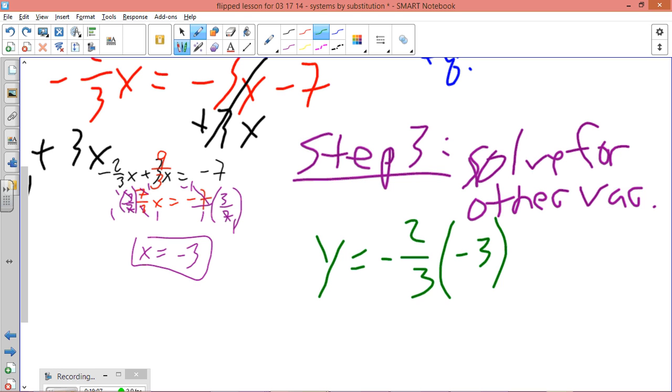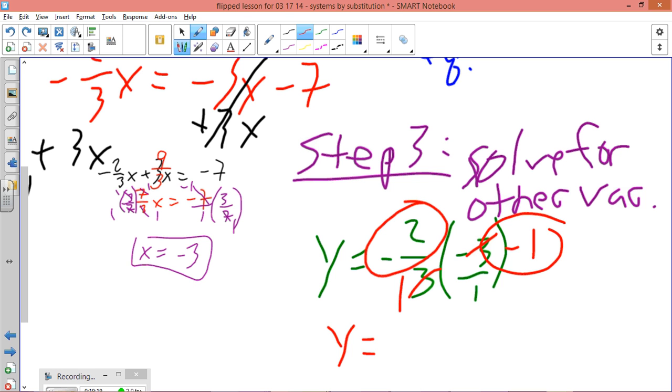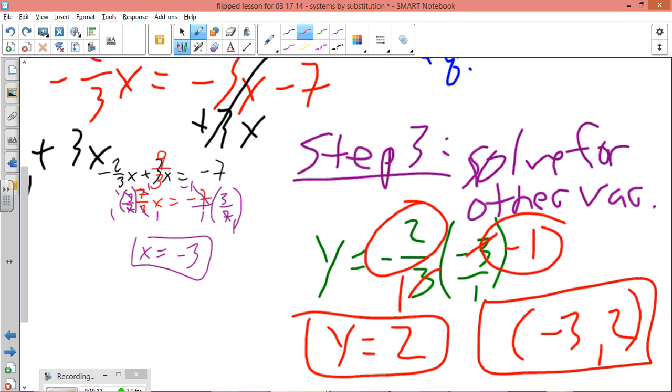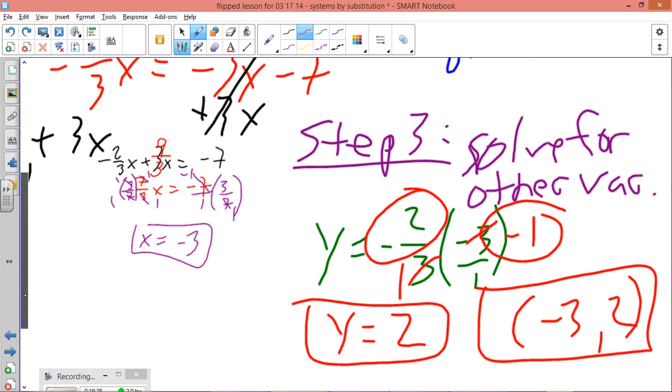Hey, this is convenient, almost like these numbers were picked to work well. Negative 3 and 3 are going to reduce. I've got 1 and negative 1. So I have y equals negative 2 times negative 1 is just positive 2. And I box it and I'm done, right? Right? No. Okay, I need to put it as a coordinate pair, negative 3 comma 2. And then what I need to do is I need to check that. So step 4, check it in both.